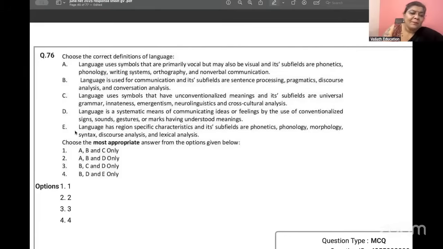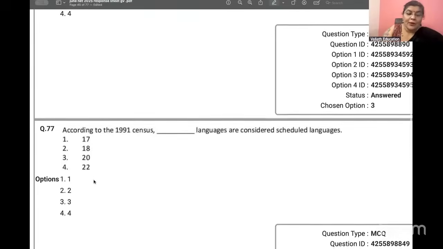Maybe B, E are a little confusing, but A is correct. C is wrong. D is correct. A and D should be there. C is wrong. A, B, D. Okay? That's how I got it.